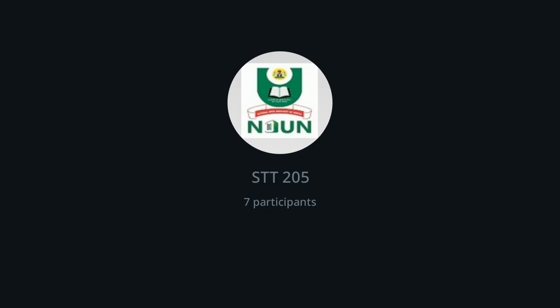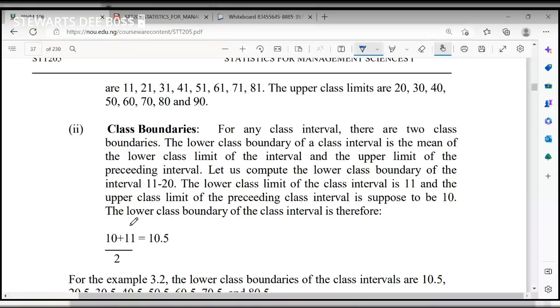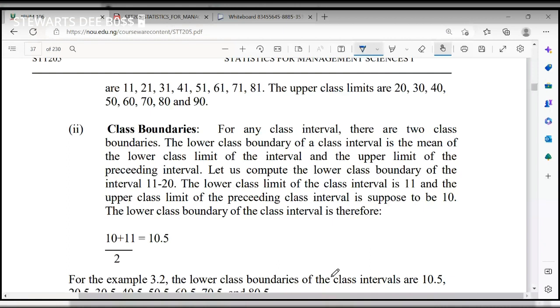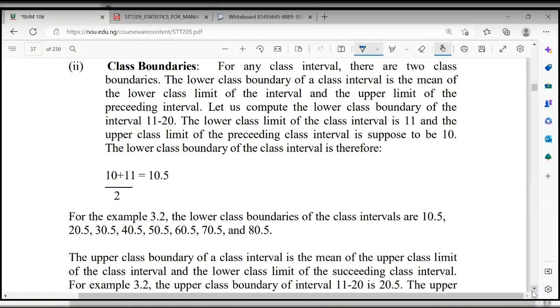So you now have 10 plus 11, which is 21, divided by 2 gives you 10.5. So that'll be the lower class boundary. So these are all the lower class boundaries: 10.5, 20.5, 30.5, and so on and so forth.